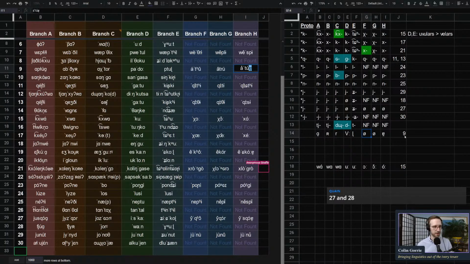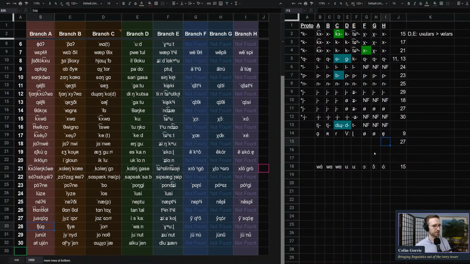Oh yeah, 27 also, thank you, Quayne. 27 also gives us some evidence for this, 27, 28. So we have the same off glide. I'll just put these down here. We can unite them if they need to be united. We get the same uvular. Ooh, we do not have the same thing going on precisely. We have a velarized trill here.